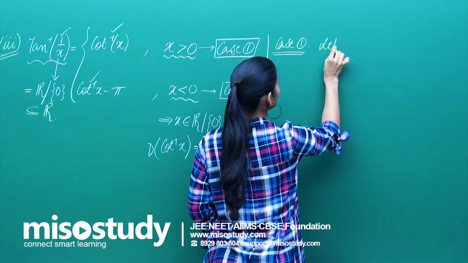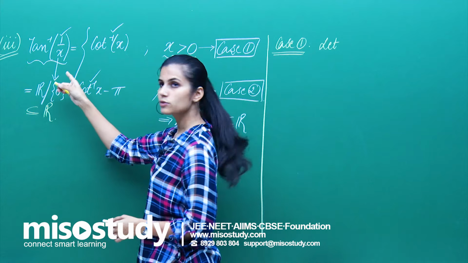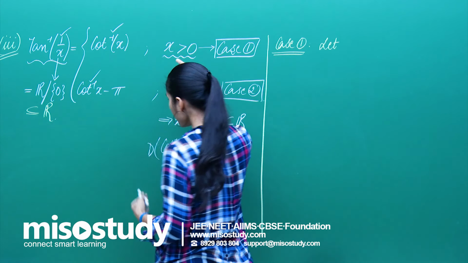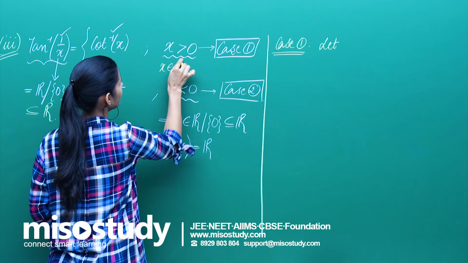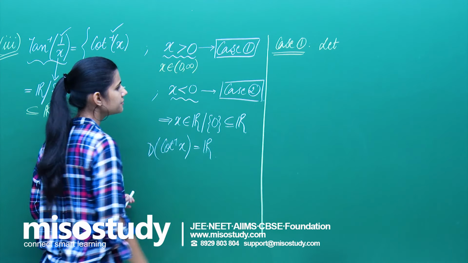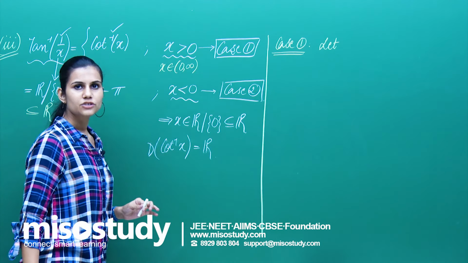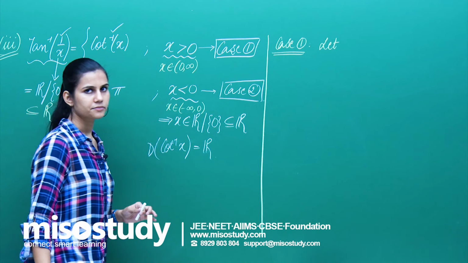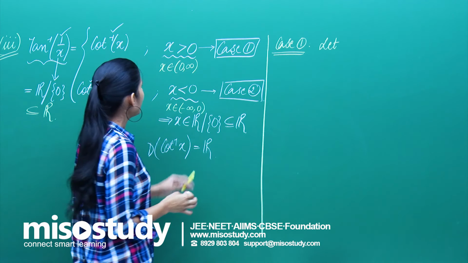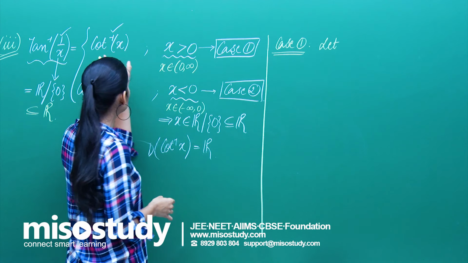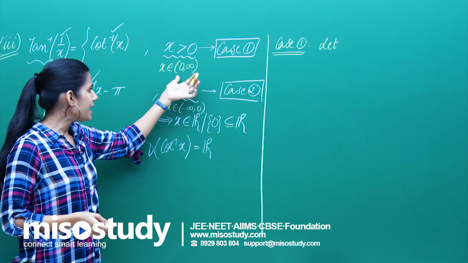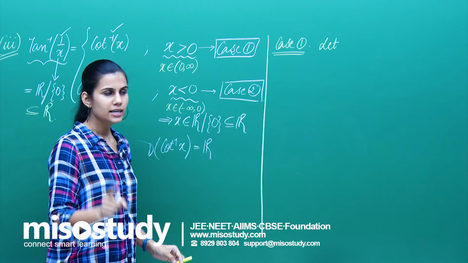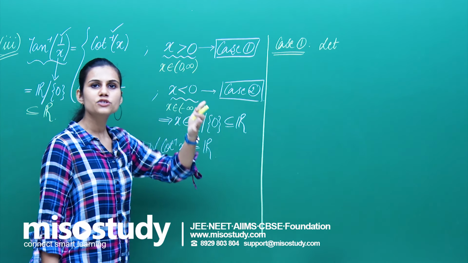In case 1, I have to show that tan inverse 1 by x is equal to cot inverse x for every x positive. X greater than 0 can also be written as x belongs to the interval 0 comma infinity, and x less than 0 can also be written as x belongs to minus infinity comma 0. If I have to show tan inverse 1 by x is equal to cot inverse x for every x coming from the open interval 0 comma infinity, I am going to just take one x coming from this interval and prove this result is true for that x.